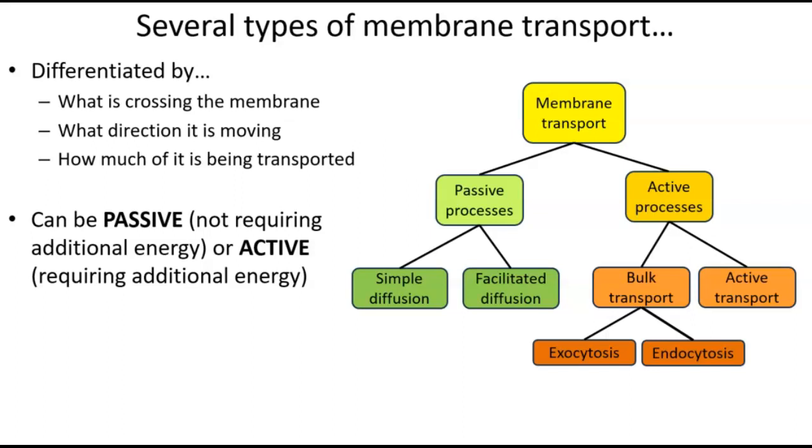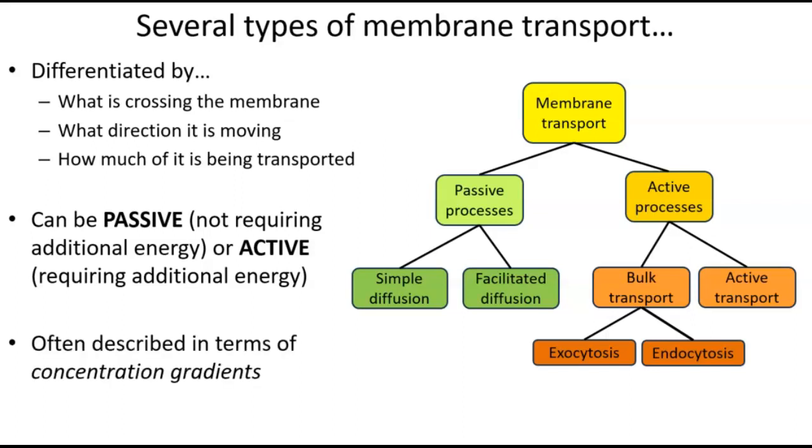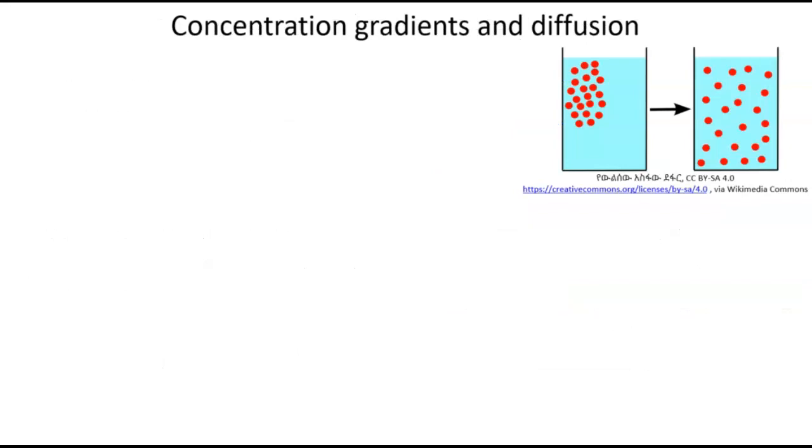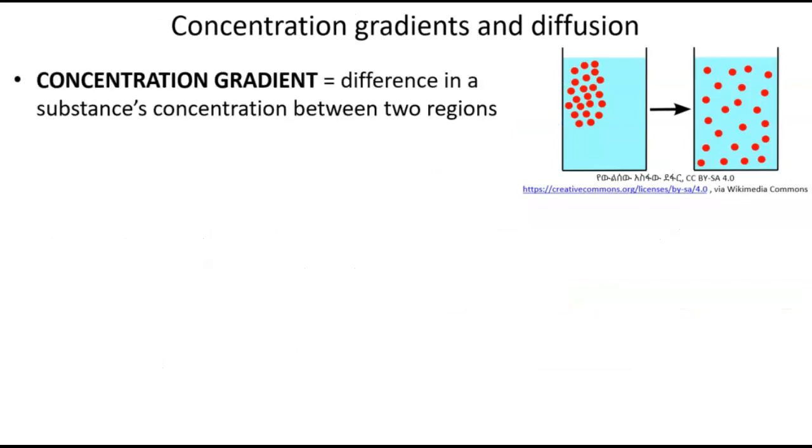Another piece of information we use when differentiating membrane transport has to do with concentration gradients, because some of these processes are based on and described in terms of concentration gradients. So that's what we're going to look at next. A concentration gradient is a difference in a substance's concentration between two regions.